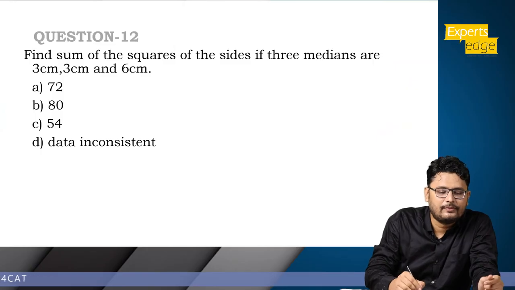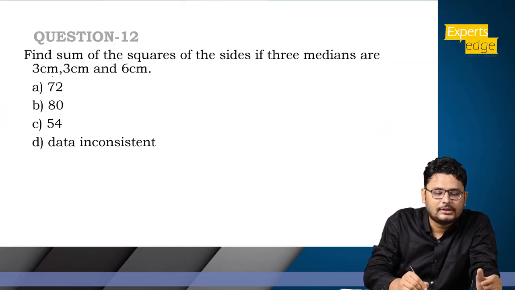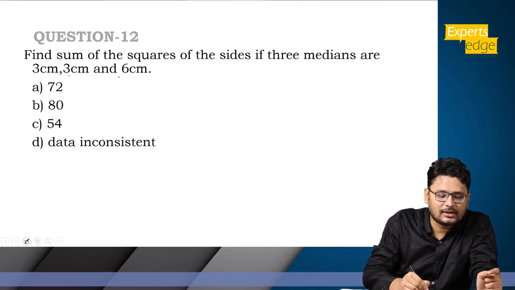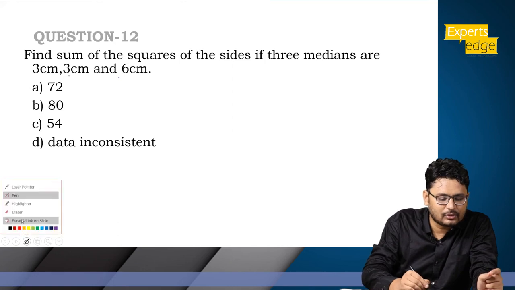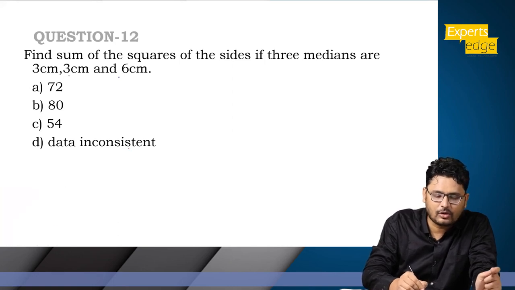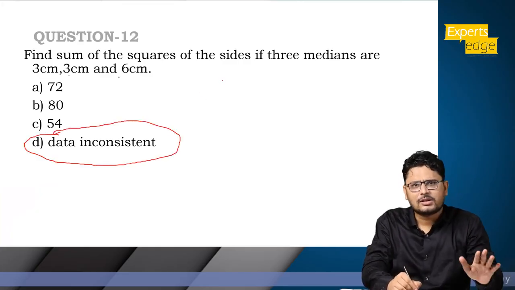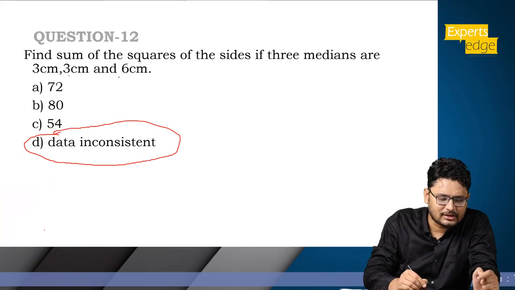Question number 12. What does it say? The sum of the squares of the sides if the 3 medians are 3, 3 and 6. Okay, so don't fall into the trap of quickly going by the last method and solving it. The formula is not wrong. The correct answer for this question is data inconsistent, right? If you solve it, you will get an answer. But what is the flaw in this? Just remember the last one.